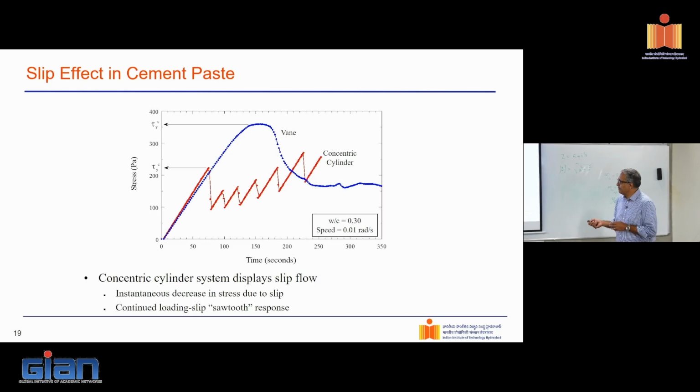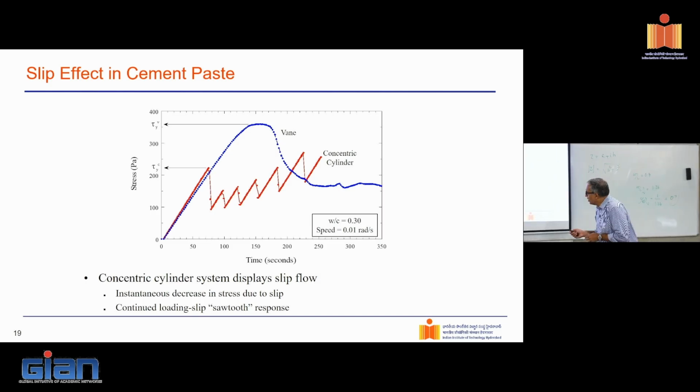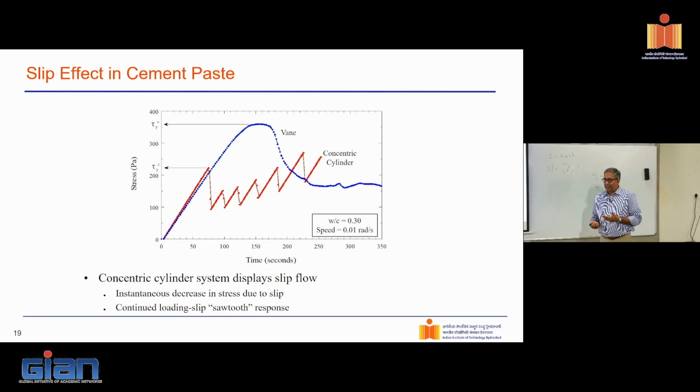This is not real behavior. This is not the real behavior of the fluid. It's something that is happening because my measurement system is not able to keep up with the behavior of the fluid. It's slipping, right? So how do I get around this? And the slipping is happening because I have a smooth surface on top.